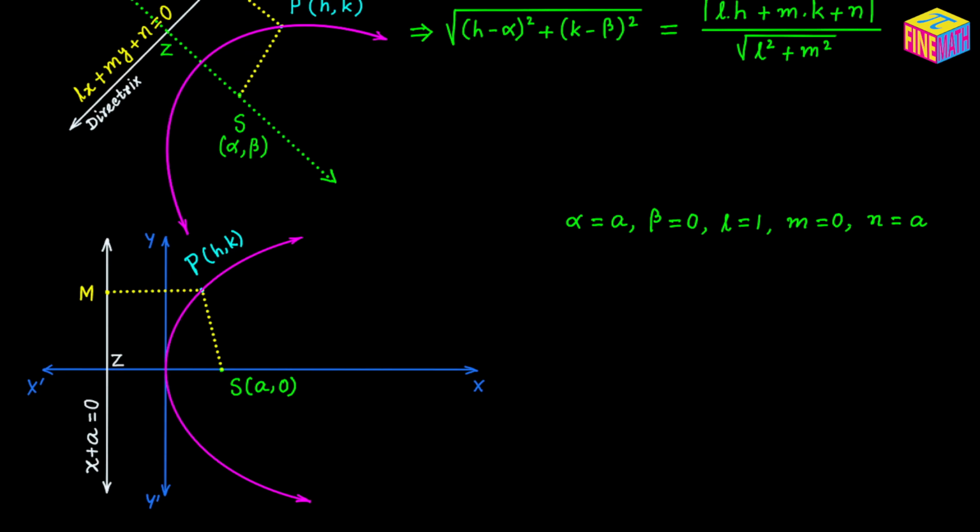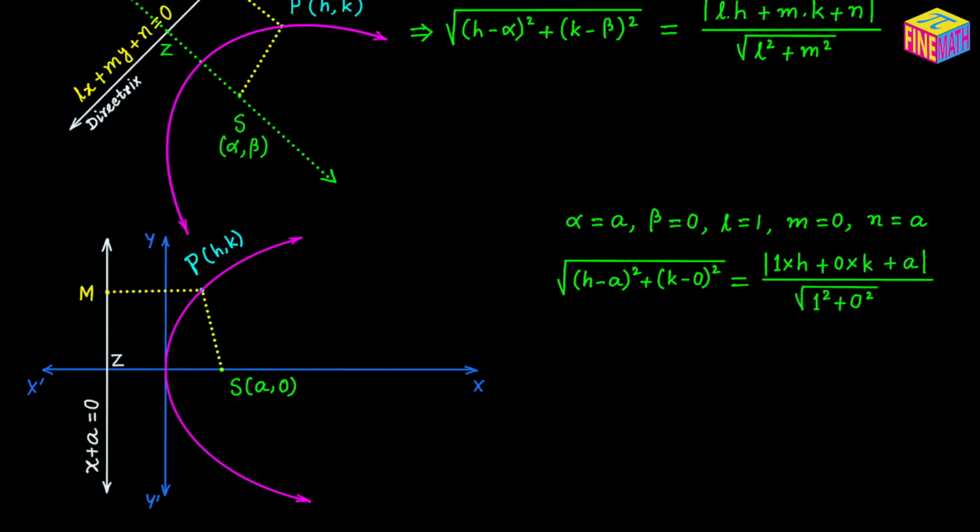So let's plug in those values in the general equation. We can write the equation like this. All I have done is I have used that general equation which you see at the very top, and I have plugged in the values of alpha, beta, L, M and N. Now let's simplify the right hand side a little bit. Our equation would look like this.